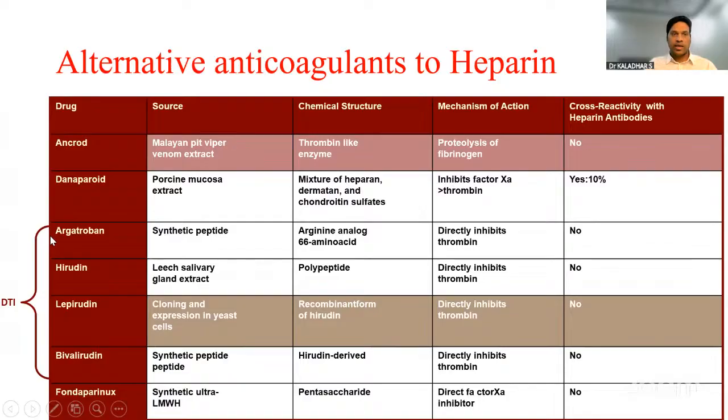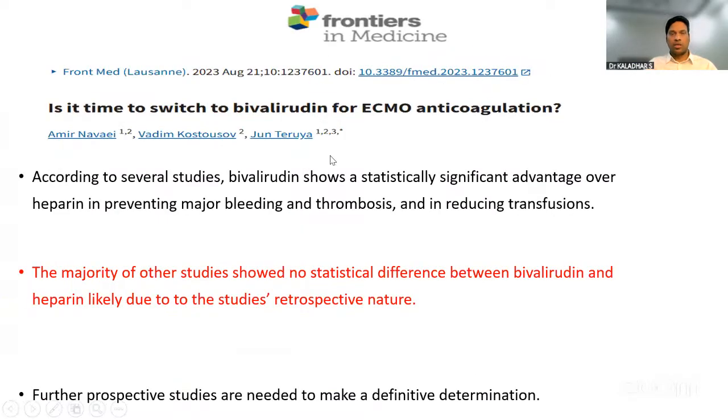Bivalirudin, as I was telling, and argatroban, hirudin, lepirudin, and as this patient was put on fondaparinux, this is post-ECMO, not on ECMO mostly. Post-ECMO, if the patient comes out of the ECMO, generally we put them on this fondaparinux. It's an easy once-daily dosing. These all have different sources and chemical structures. I'm not going to discuss them thoroughly. It's easily available across. So what about the future?